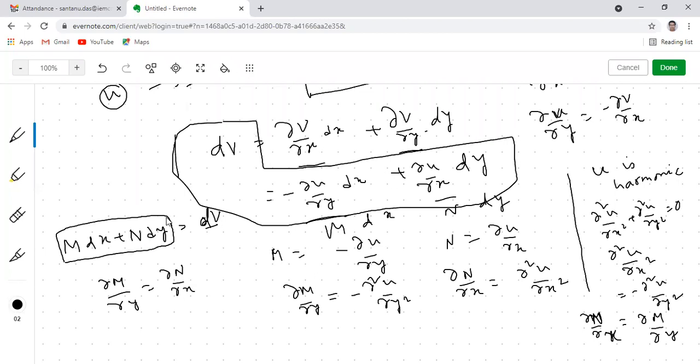Okay. I just want to discuss one problem so that you can understand this method very easily. Is that clear up to this? Is that clear or not? Yes, sir. Okay. Let me give one example, then I think it will be clear.